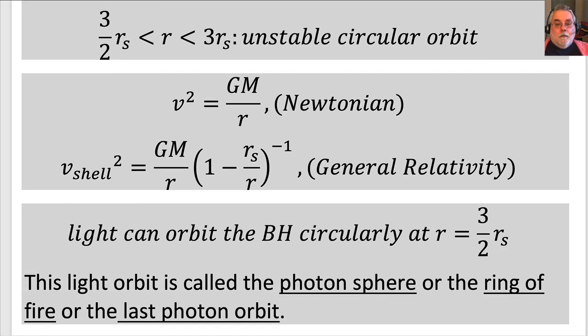Light can orbit the black hole circularly at 3/2 Schwarzschild radius. This light orbit is called the photon sphere, or the ring of fire, or the last photon orbit. This is the only radius at which light can orbit circularly. These light orbits are unstable. These photons will eventually either escape to the outside or spiral in toward the event horizon.